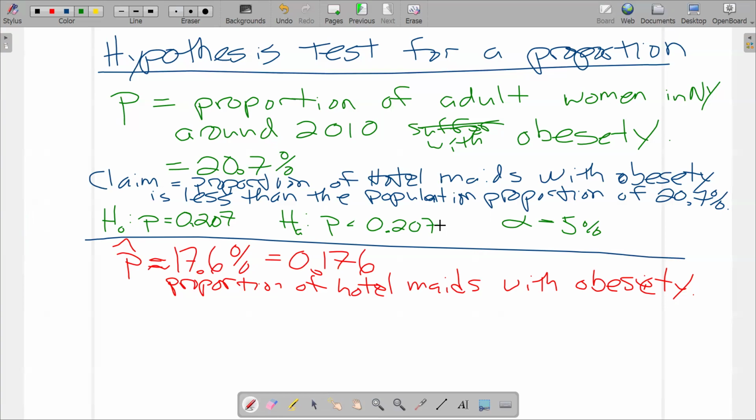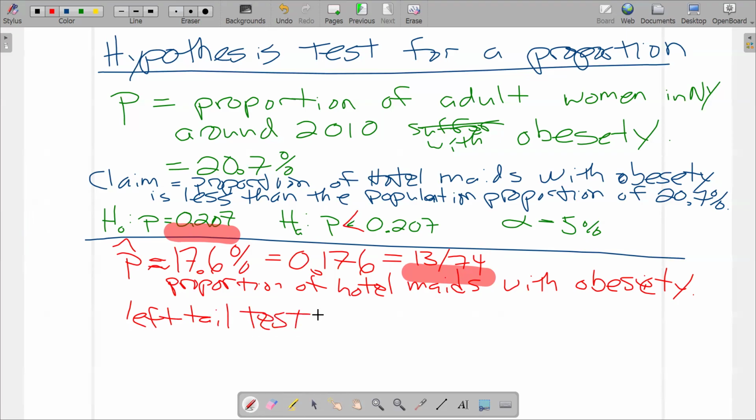What other correction? Oh yeah, I should add here, in order to use StatKey, I need to know the numerator, 13, and the denominator that got me that proportion, 70. So again, to do this in StatKey, I need the null hypothesis value, and I need the sample proportion as a fraction. What kind of test am I going to run here? Two-tail, left tail, right tail? Yeah, because of the less than there, we're going to do a left tail. So note, left tail test.